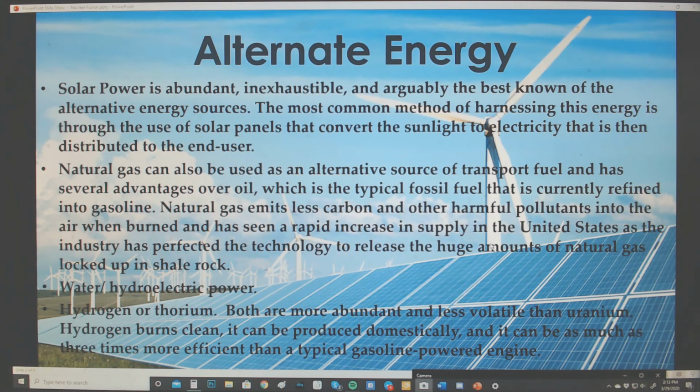Water and hydroelectric power is also an option, as it works in similar ways to wind power and solar energy. And you can also mine things besides uranium. Hydrogen and thorium are both abundant and less volatile than uranium. Hydrogen gas burns cleaner and it can be produced domestically, and it's also 3 times more efficient than oil.